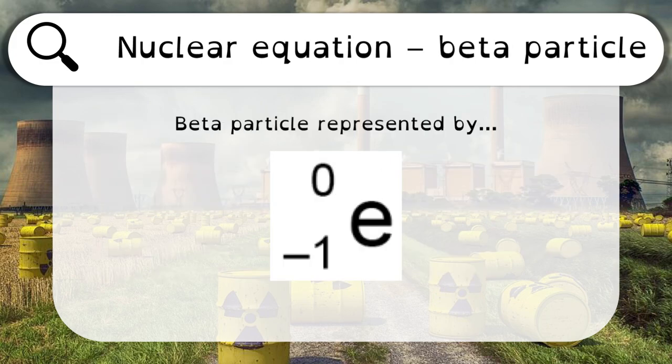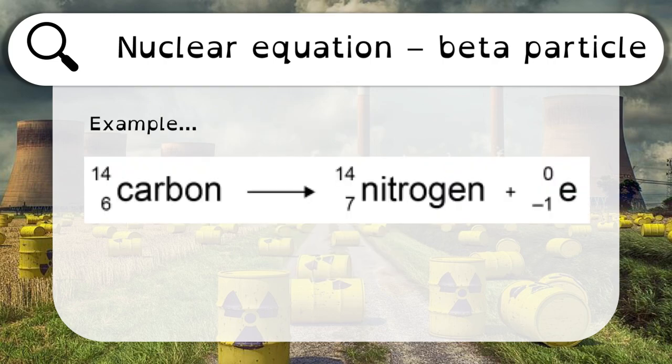Beta particles look like this. So -1 underneath and 0 on top, and then E, and that links to the fast-moving electron that a beta particle is. Let's look at a different example. So this time we've got carbon 6 and 14, 6 protons and 8 neutrons add up to the 14 just there. In this case, it releases a beta particle, and then that's -1.